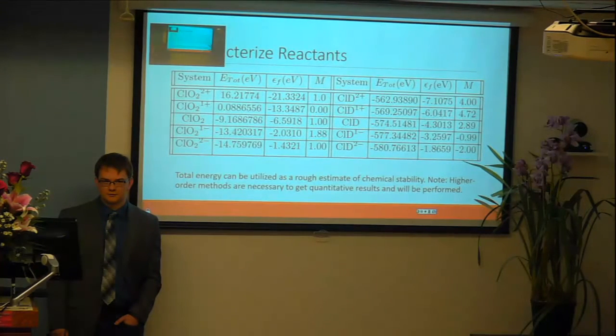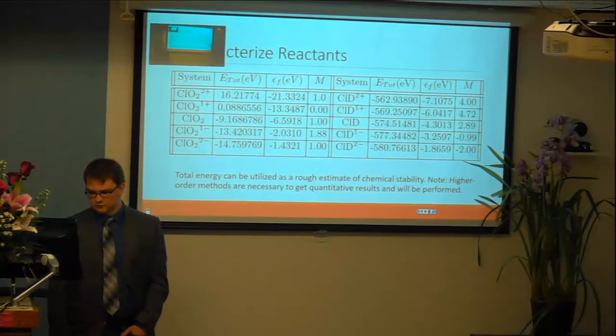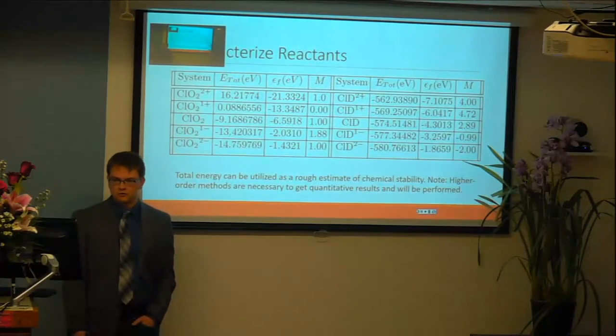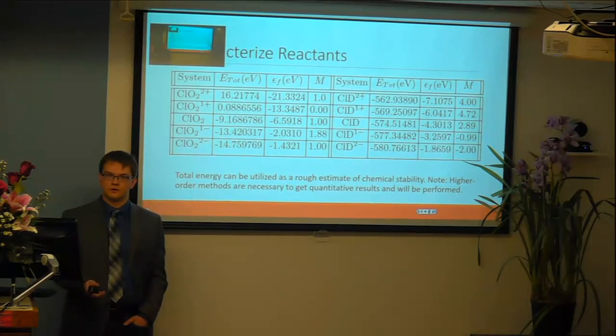ClO2 minus, chlorite. Is that an open shell or a closed shell system? 2 minus or 1 minus? No, 1 minus. They have an even number. It's closed. It's single, closed. The anion is closed. Okay, never mind. I see.